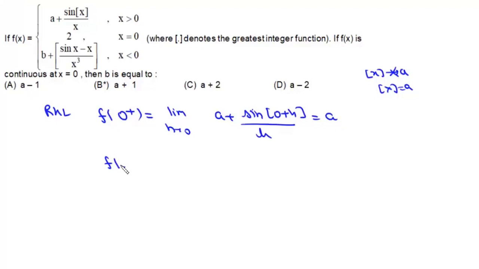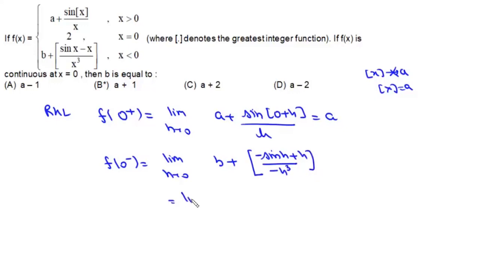And if we find its left hand limit, f(0 negative), it will be this limit h tends to 0, b plus, and now this is sine of minus h. So it will be this minus sine h plus h upon, and then it will be this minus h cube.